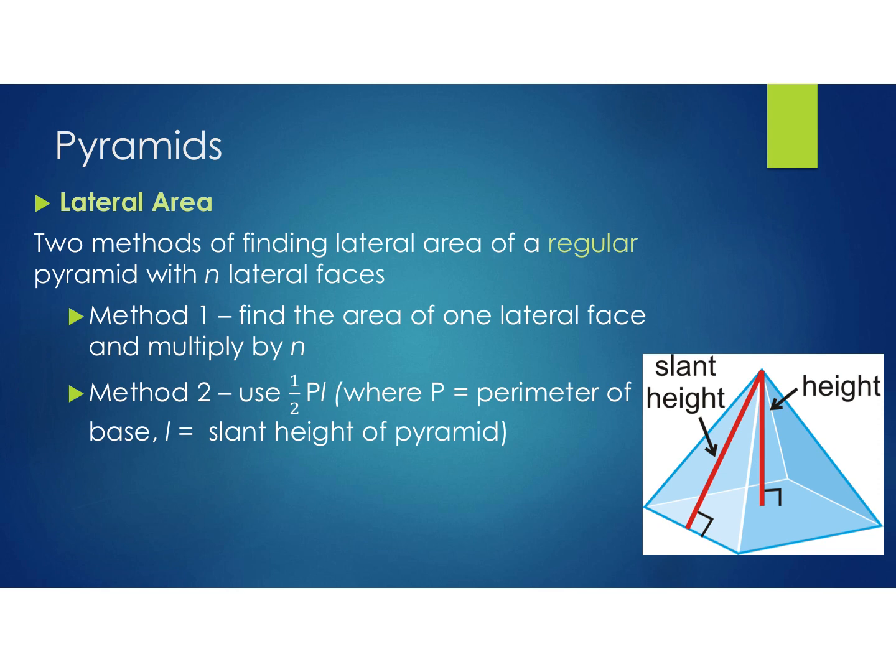So in the case of this picture here, this would have been a regular pyramid, so it would be a square pyramid. And then all 4 triangles going up the sides would be congruent triangles. So you find the area of one of the triangles and multiply it by 4. The other method would be to use the formula 1/2 perimeter times slant height.